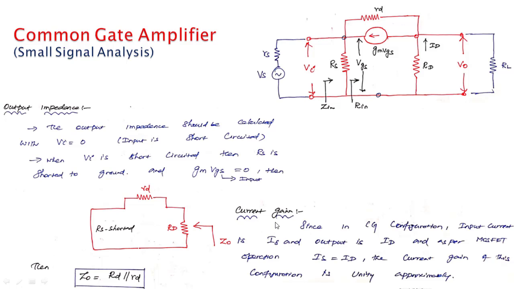Then we are going to see about current gain. We do not need to derive the current gain, because the input current is IS and the output current is ID. For any MOSFET based circuit, IS is equal to ID. So the input current is equal to the output current. So the current gain of the common gate amplifier is unity, 1. So it does not amplify the current.